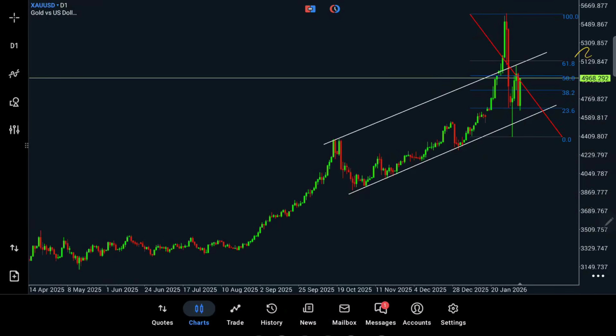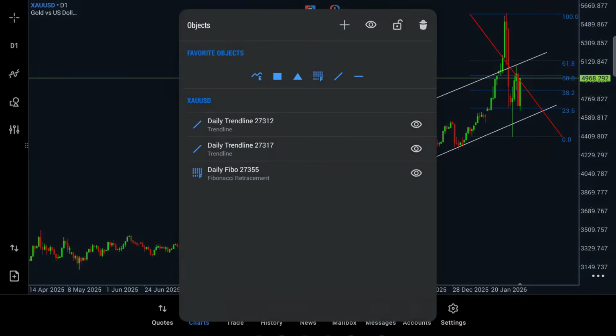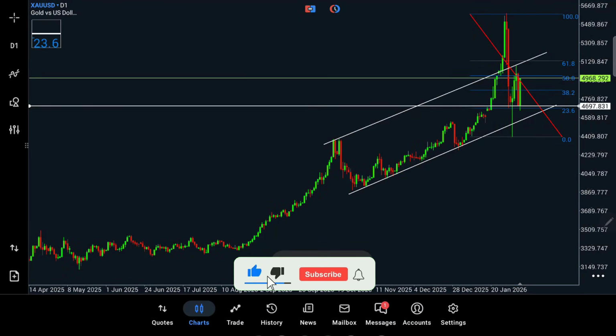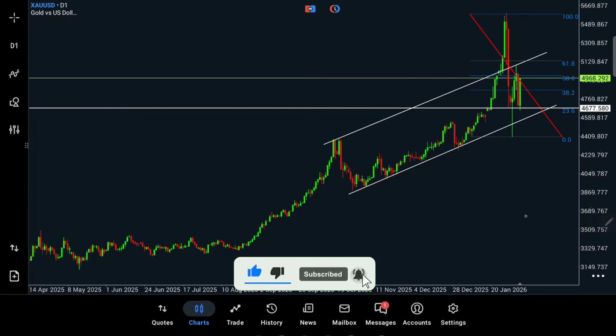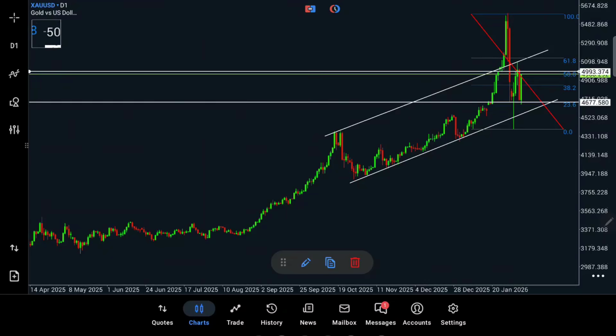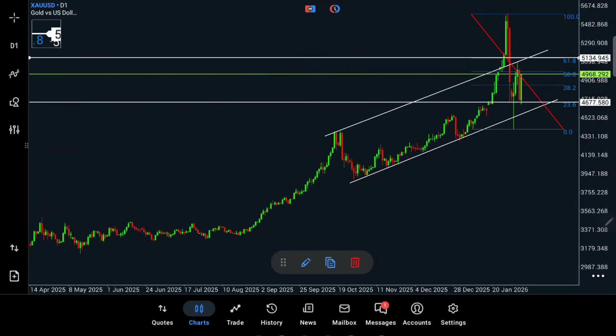This is 61.8, and 23.6 is the most important area. So you have to keep your concern on those two things. Let me mark those two zones, then we can continue our analysis. Let me make that one more time.